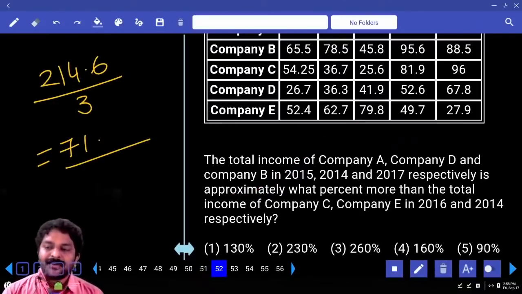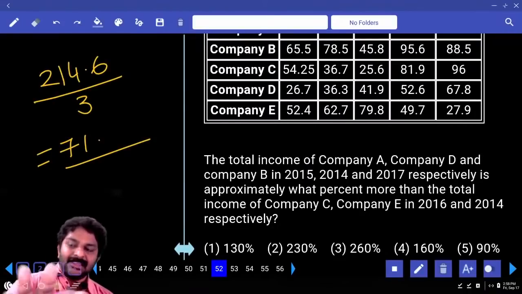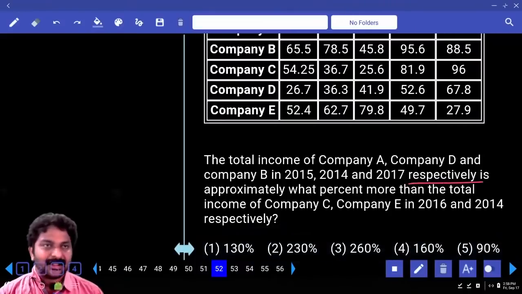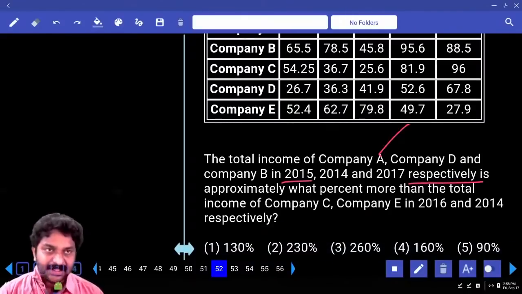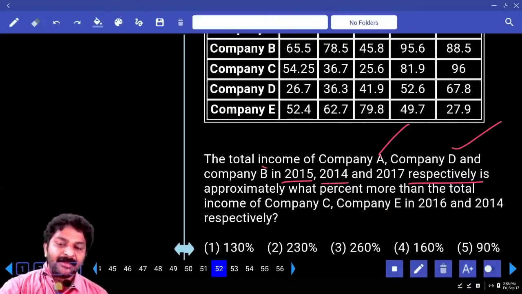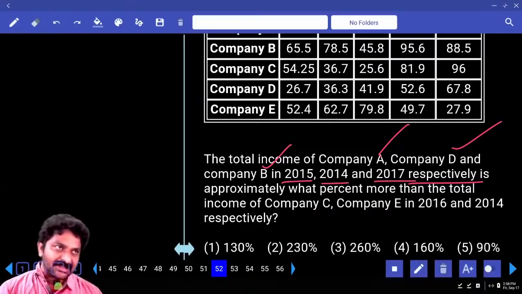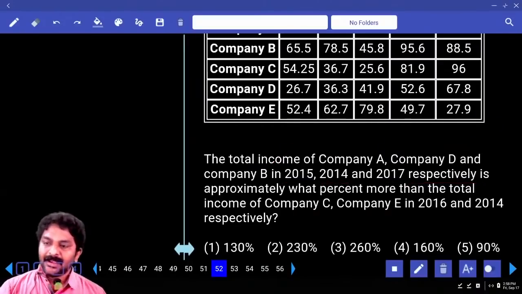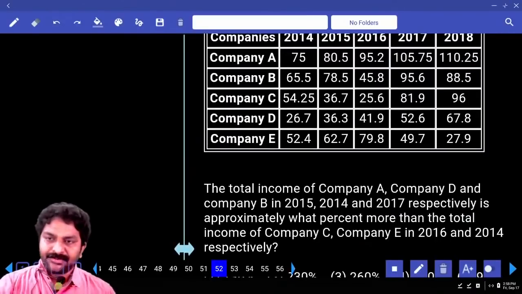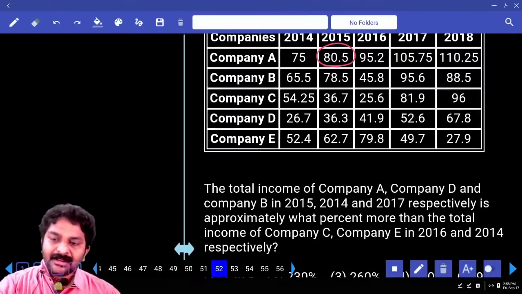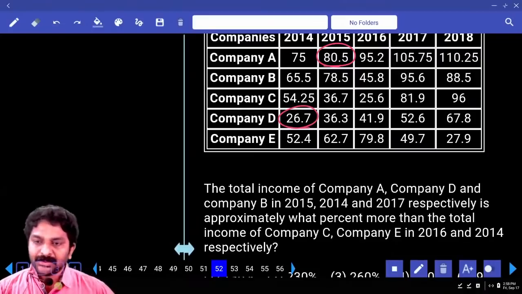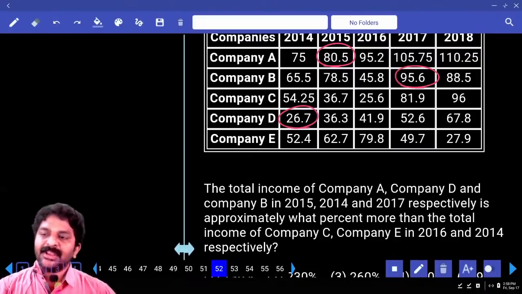The total income of companies A, D, B in 2015, 14, 17 respectively. When you have the word respectively, order is important. For company A, 2015. For company D, 2014. For company B, 2017. This is the order. Company A, 2015 value, this number. D in 2014, this one. B in 2017, and this one. We need to add all the values.